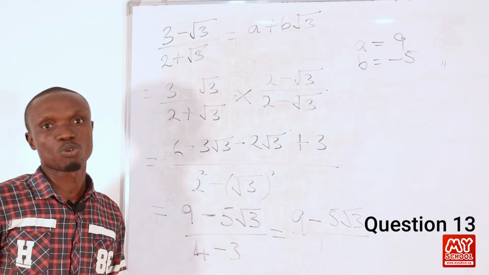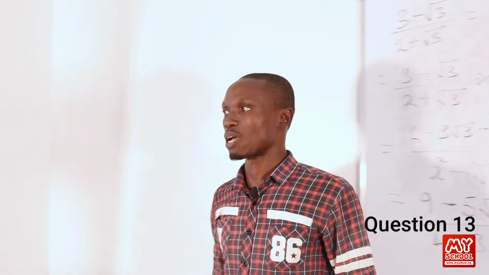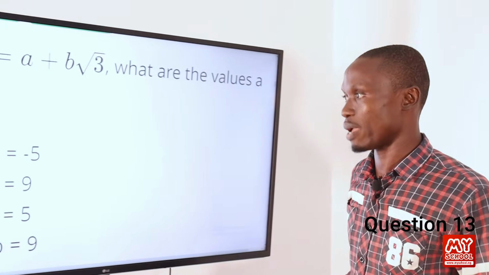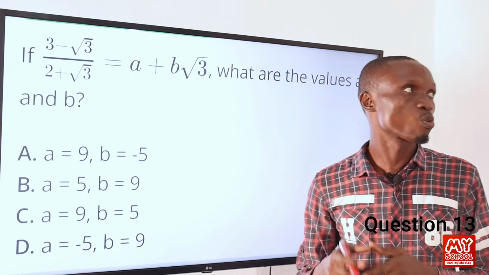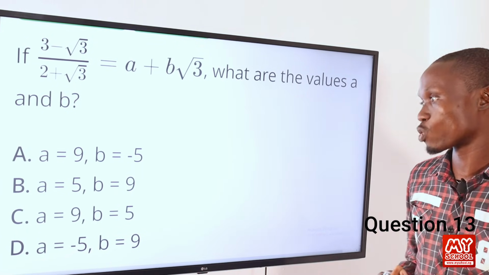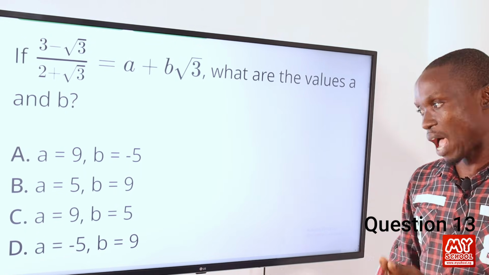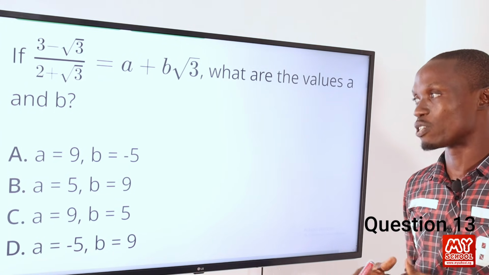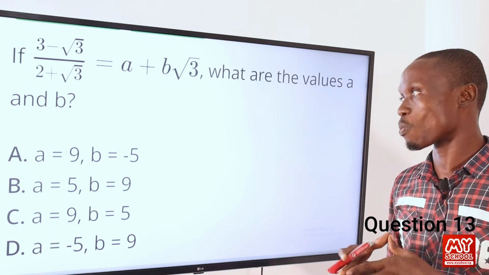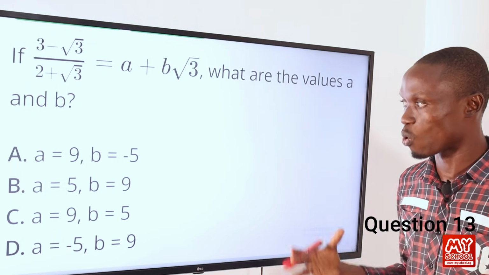So let's head straight to the screen and see if our answer is there. From our calculation, we got A is equal to 9 and B is equal to minus 5. The correct option to this question is A: A is equal to 9 and B is equal to minus 5, which is exactly what we got from our calculation.